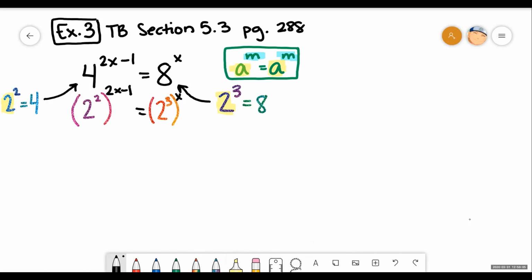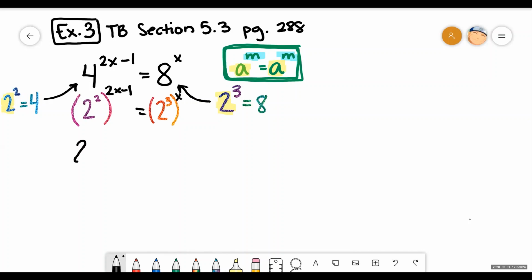Okay, so now that I've substituted these things in, of course, I'm going to jump to my power to power rule. Let's clean this up a little bit because there's lots of parentheses. It's looking a little confusing. I would like it to look like this green a to the m equals a to the m. So let's simplify a bit.